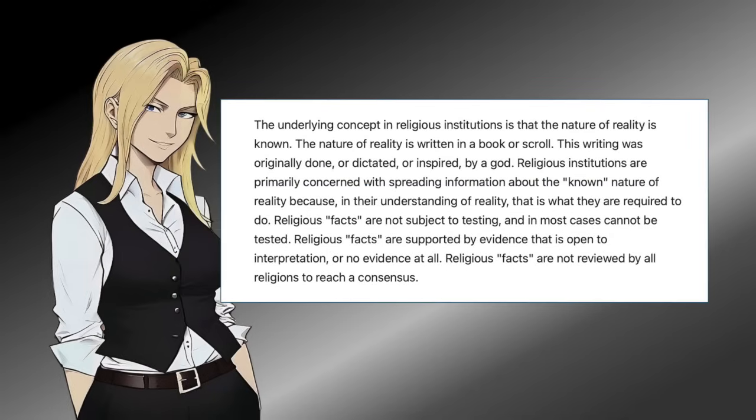The underlying concept in religious institutions is that the nature of reality is known. The nature of reality is written in a book or scroll. The writing was originally done or dictated or inspired by a god. Religious institutions are primarily concerned with spreading information about the known nature of reality because, in their understanding of reality, that is what they are required to do. Depending on the religion, they don't all need to spread the reality. But anyway, religious facts are not subject to testing and in most cases cannot be tested. Religious facts are supported by evidence that is open to interpretation or no evidence at all. Religious facts are not reviewed by all religions to reach a consensus.